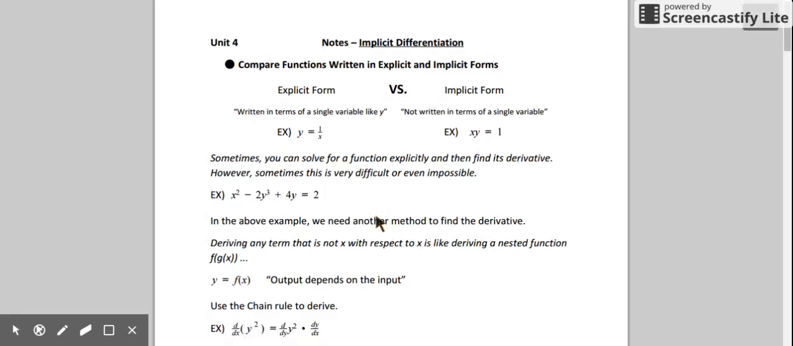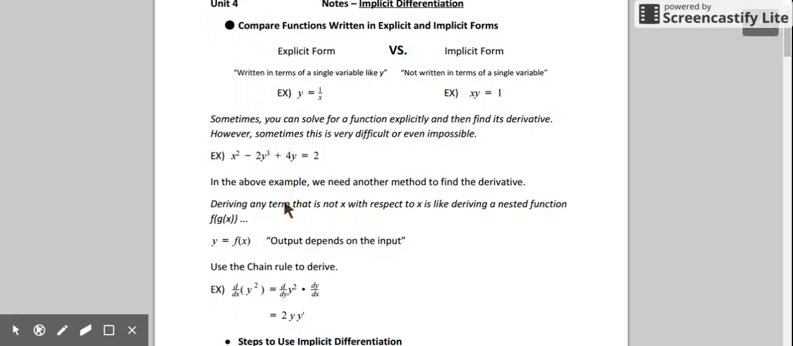Sometimes, however, even solving in an explicit form is really difficult or even impossible. This is an example where solving for this explicitly is very difficult, if not impossible. And so that wouldn't be worth our time to do. We just want to be able to find the derivative or find the slope of this curve at any point. So we can just derive it implicitly.